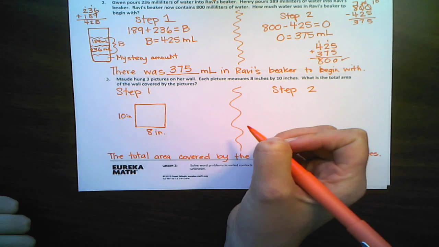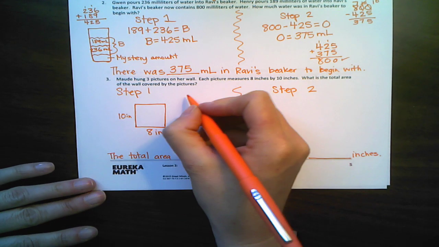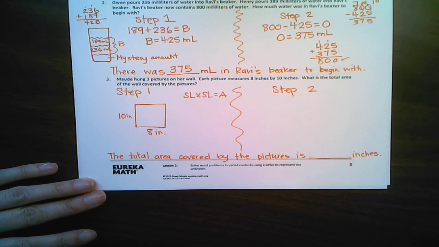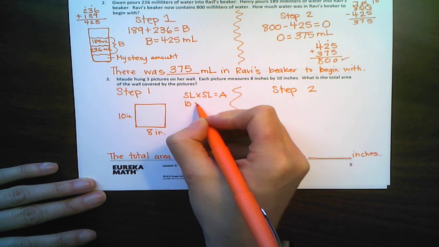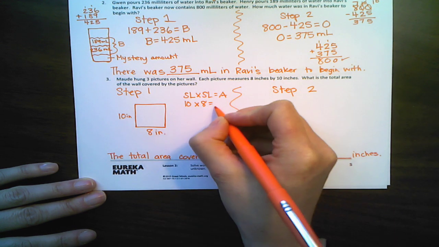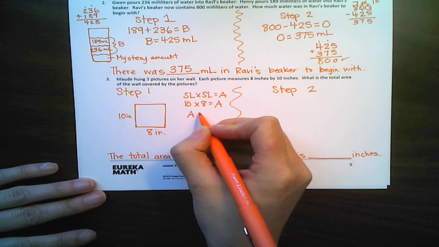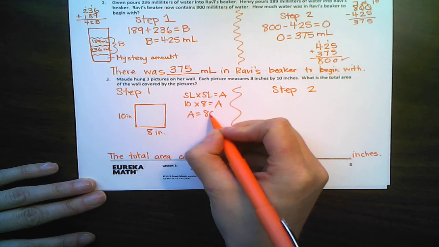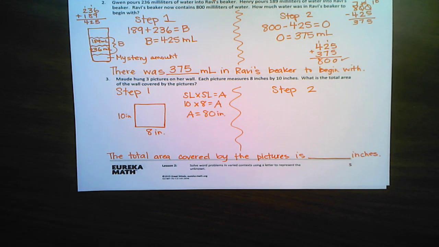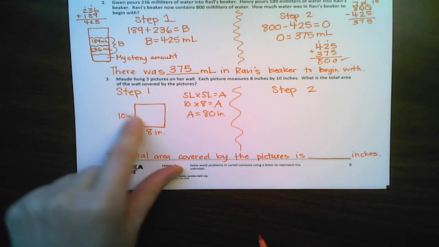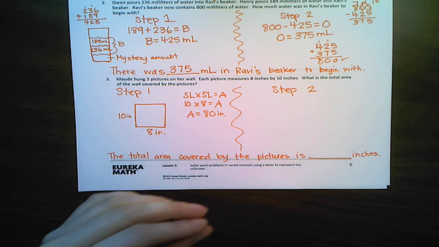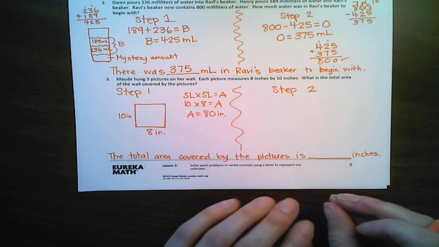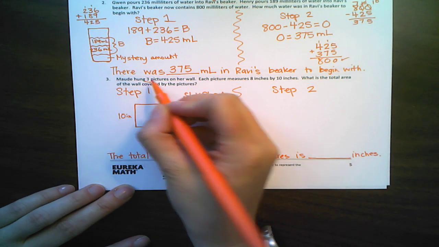How do we find the area? Yes. Side length times side length equals area. So 10 times 8 equals area. Area equals, what's 10 times 8? Yes. 80 inches. Now that we know how much one picture covers, now we need to figure out how much 3 pictures is going to cover. Okay? Because she hung 3 pictures.